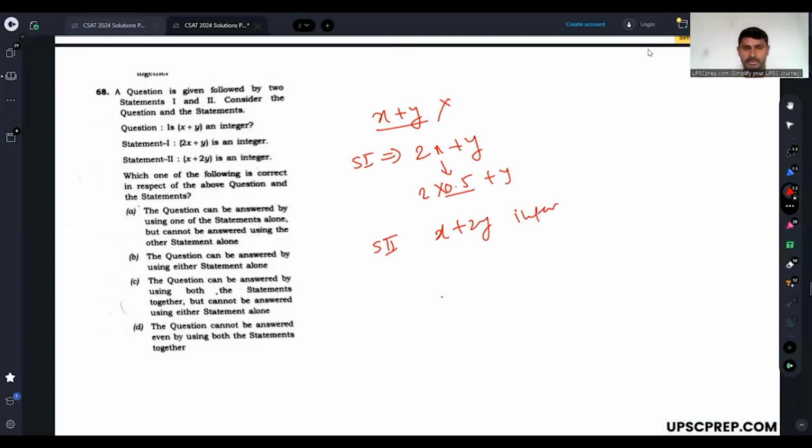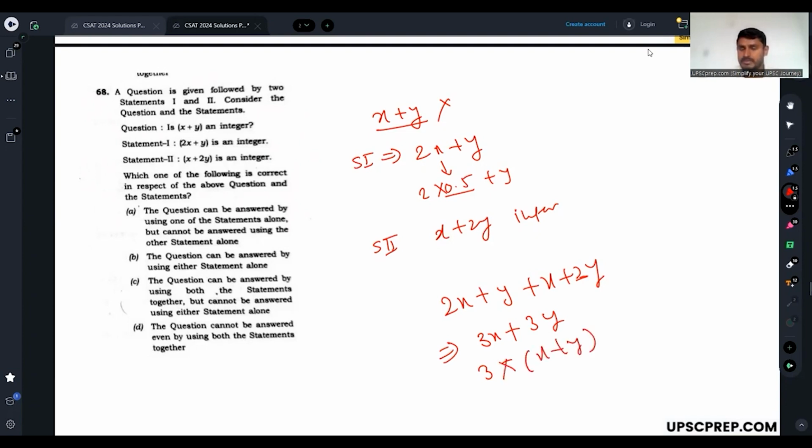Even if I combine the two statements, so x plus 2x, if I combine these two statements, 2x plus y plus x plus 2y, this should be an integer. So this will become 3x plus 3y is equal to, this should be an integer, right? Because I'm combining two statements. So if I take 3 common out of this summation, this will become x plus y.